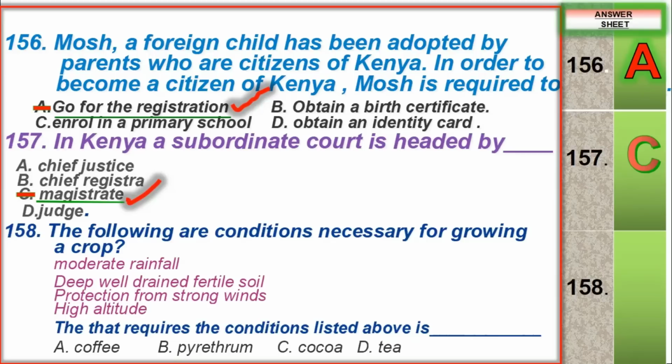Before you start putting your answer, first of all, go through the description. We have been told moderate rainfall, deep, well-drained, fertile soil, protection from strong winds. Now, there is one for protection from sunlight, which is cocoa. But we have been told high altitude, so the answer cannot be cocoa, pyrethrum, tea, or coffee. But when we talk about protection from strong wind, this one is for coffee. So the answer should be coffee.